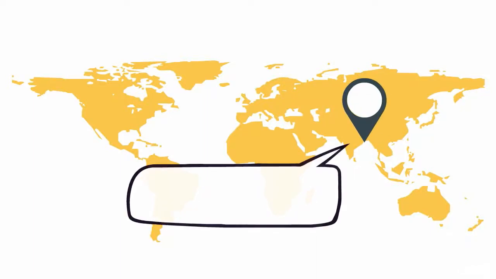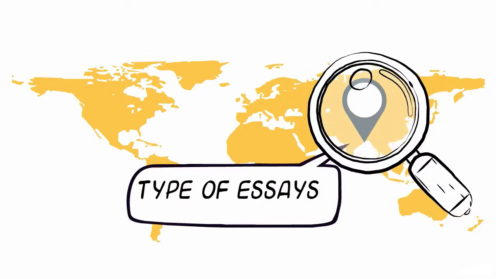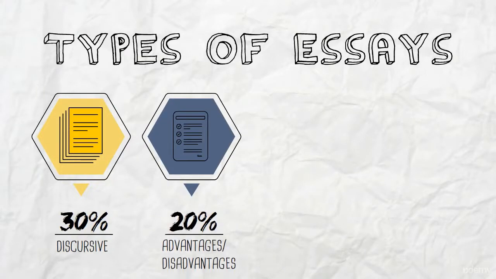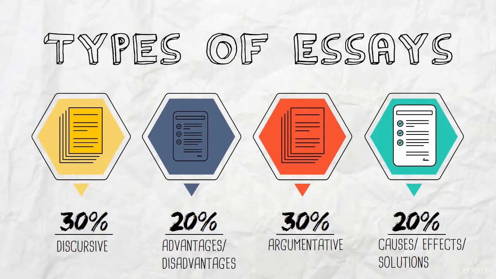Hi everyone! In this video, we're going to look at the type of essays that you are likely to be asked in the IELTS Writing Task 2. There are 4 types of essays. The first type is discursive essays. You have 30% chance of getting this essay. The second type is advantage and disadvantage essay. You have 20% chance of getting this type of essay. The third type of essay is argumentative essay. You have 30% chance. And the last one is cause-effect solution essays, and you have 20% chance of getting this type of essay.